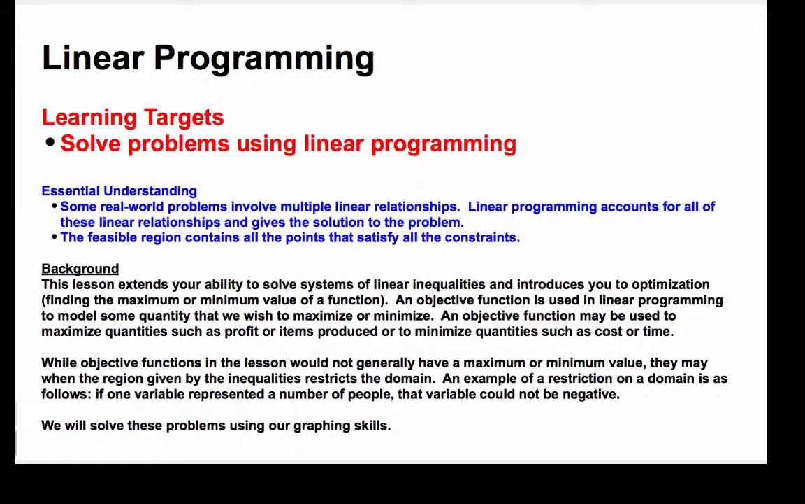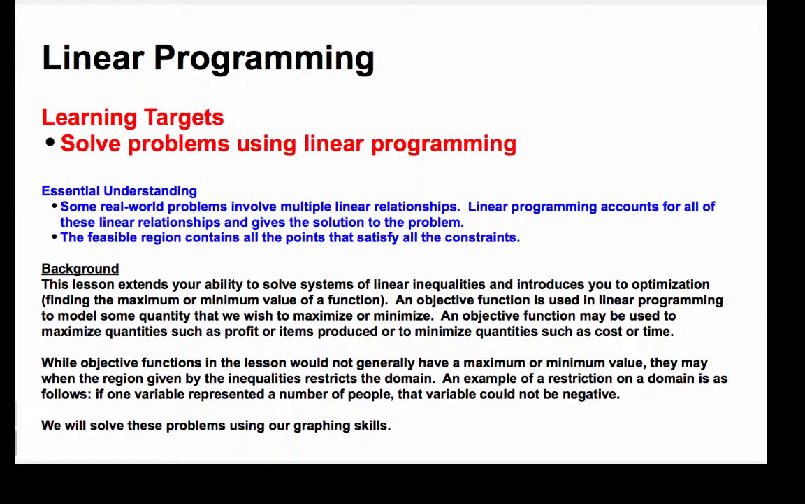Some background knowledge for the lesson. This lesson extends your ability to solve systems of linear inequalities and introduces you to optimization, finding the maximum or minimum value of a function. An objective function is used in linear programming to model some quantity that we wish to maximize or minimize. An objective function may be used to maximize quantities such as profit or items produced, or to minimize quantities such as cost or time. While objective functions in the lesson would not generally have a maximum or minimum value, they may when the region given by the inequalities restricts the domain.